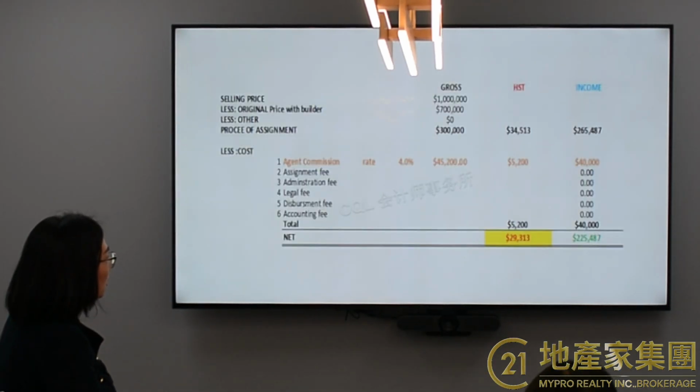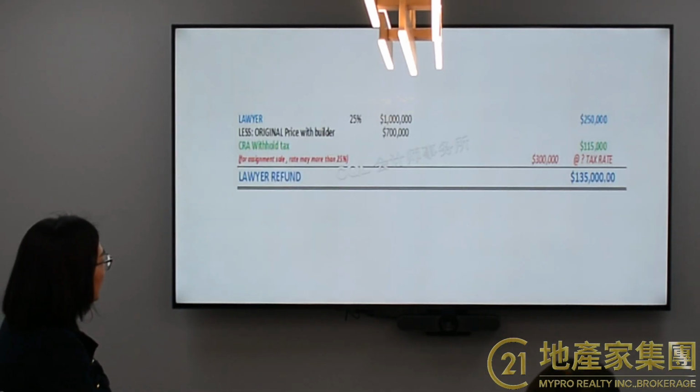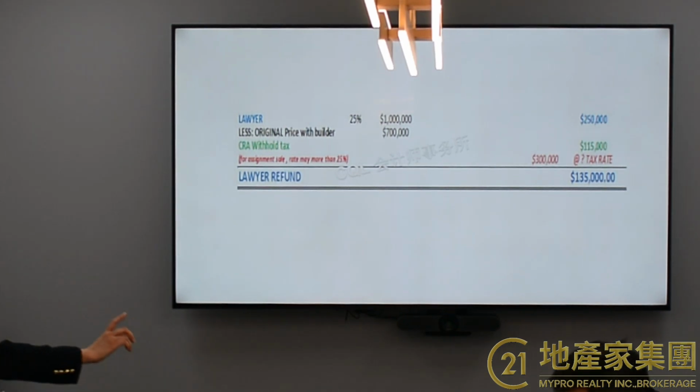So the revenue agency will ask the accountant to calculate how much the gain is. We calculate that it's 300K. We represent the revenue agency. The time limit for this certificate application is 10 days, within 10 days of the closing date.